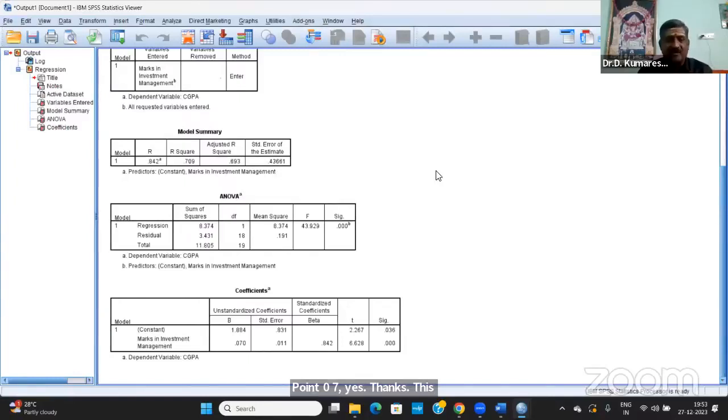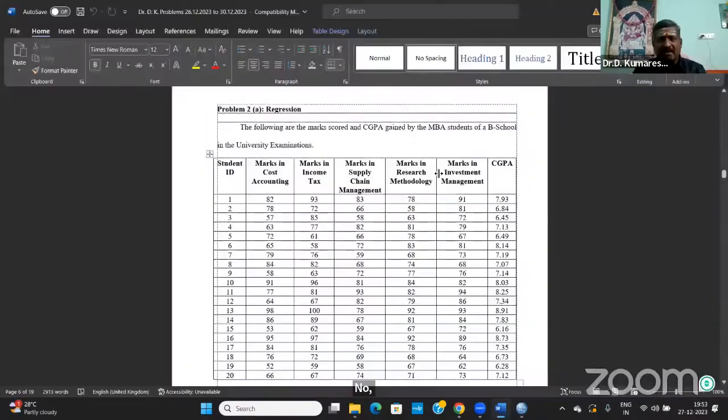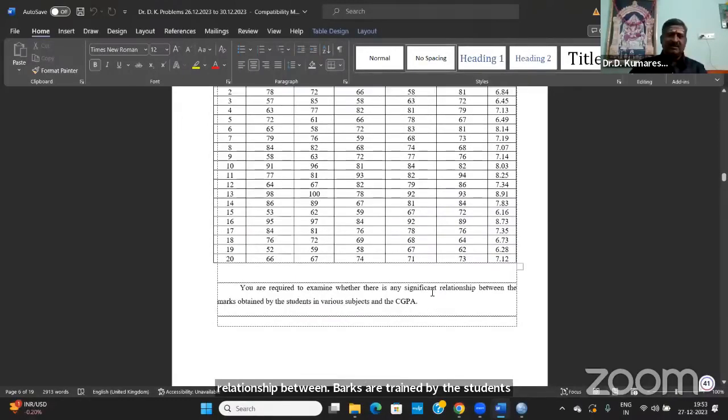This is about simple regression. Now, let us go to multiple regression. In this case, marks obtained are the same as what we discussed in the correlation in yesterday's class. All marks are given. Then CGPA, the cumulative point, is computed. Now the question is whether there is any significant relationship between marks obtained by the students in various subjects and CGPA.